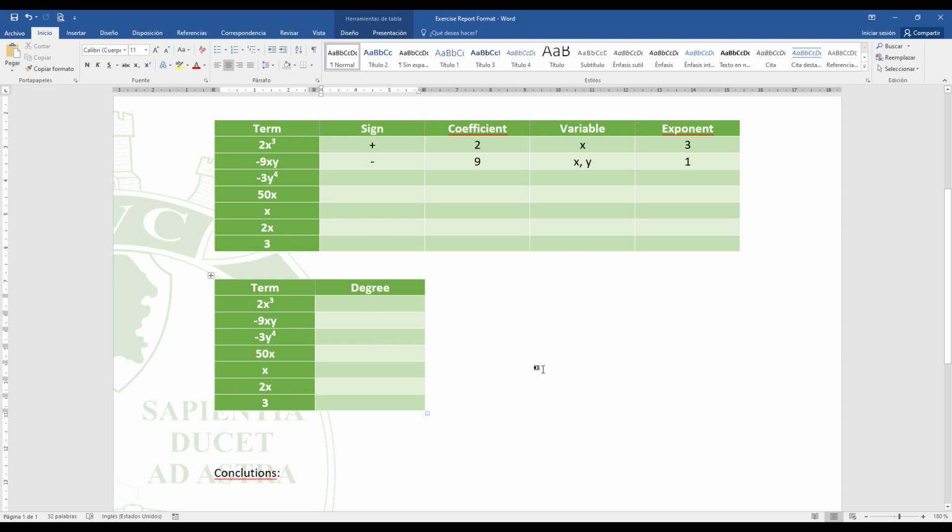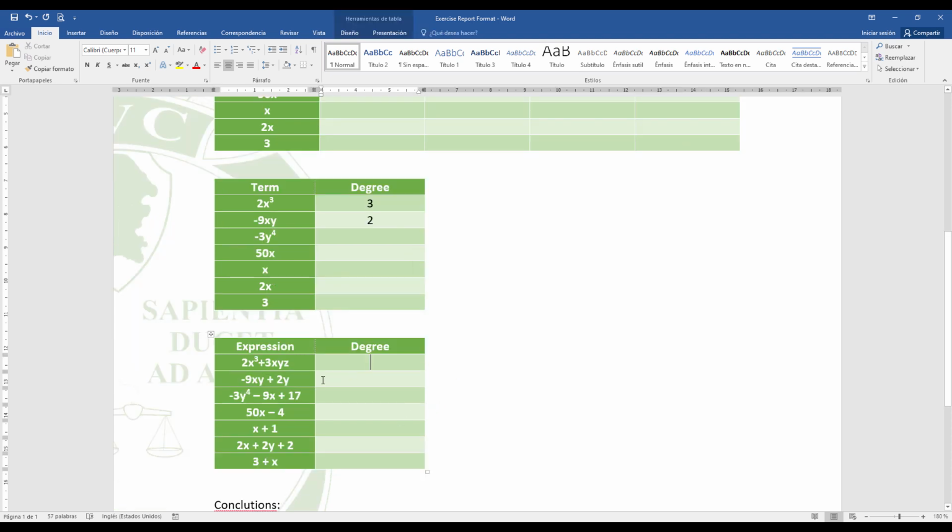Okay, this is another table that you need to fill. This is the first term, 2x cubed. So what is the degree for that term? 3. Okay, the next one, minus 9x times y. The degree here is 2. Remember, when you calculate the degree of a term, you need to sum or add all the exponents of that term. Okay, so you will fill the rest now.